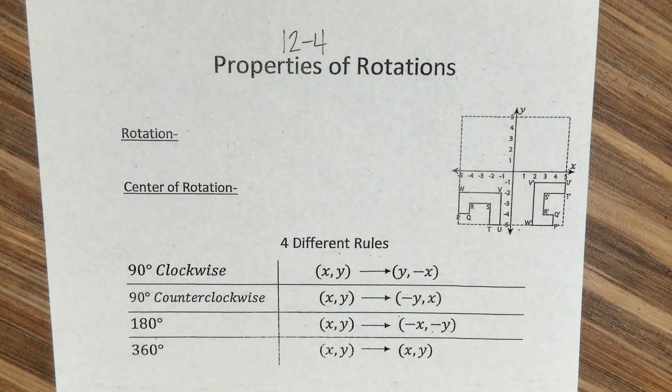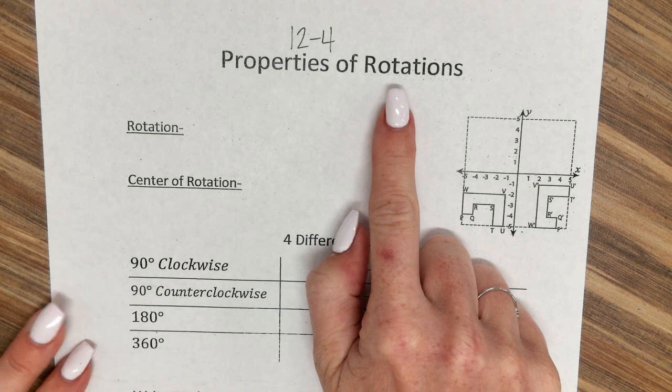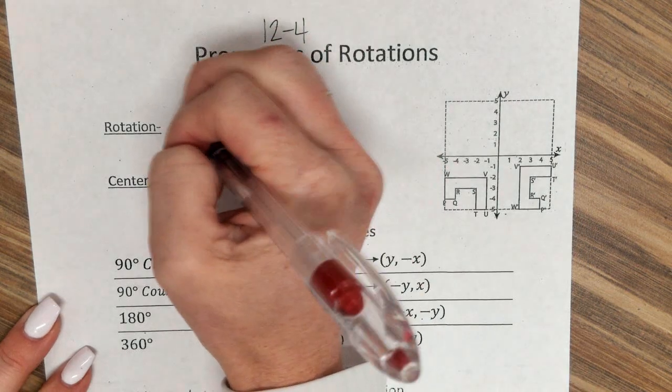Today we're learning our next transformation. What does it mean to transform? To transform, to change. We learned our first one on Monday. It was a translation, which was a slide. Then we learned a reflection, which was a flip. Today we're learning a rotation, which is a turn.